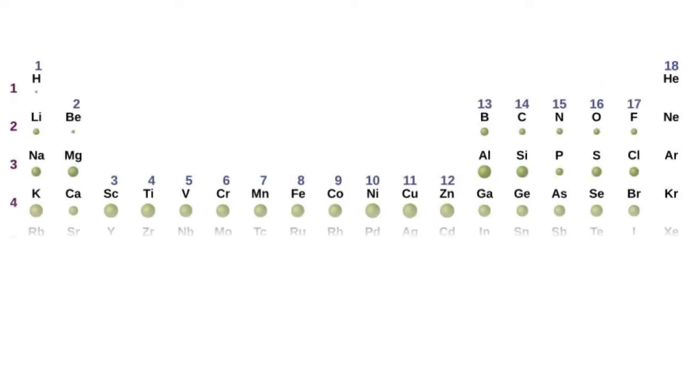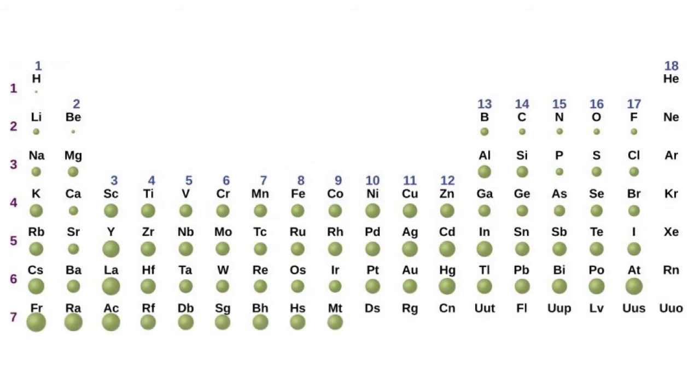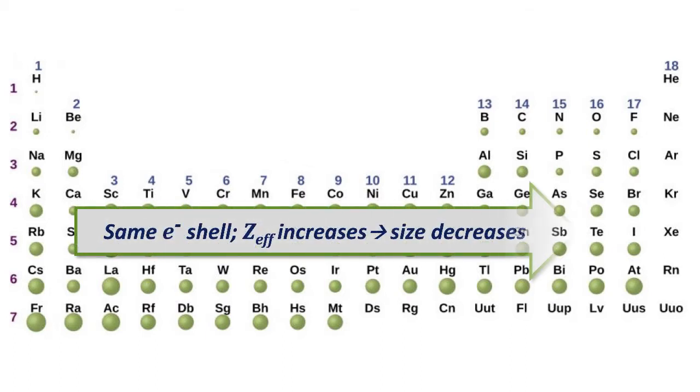And if we look at the periodic table as a whole and look at other periods, we see the same general trend. Let's not pay too much attention right now to the transition metals. They don't follow the trend quite as well. For the main group elements, the same electron shell, but increasing effective nuclear charge means that we get a size decrease going across the row of the periodic table.